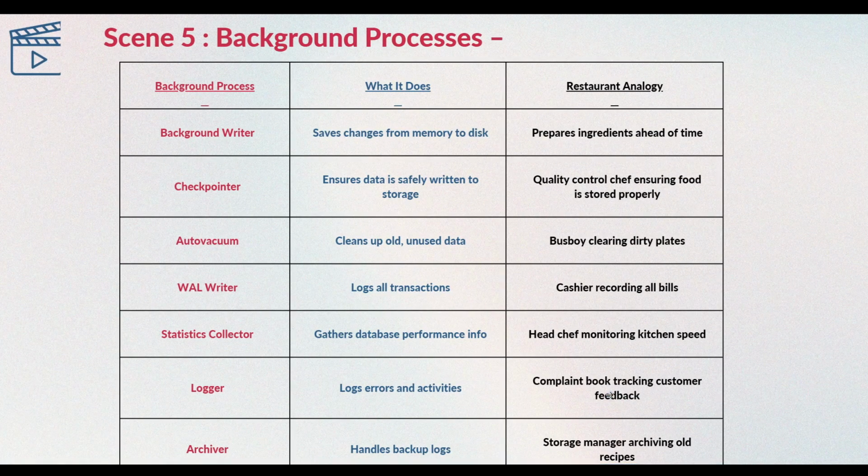Now let's go inside the kitchen and meet the Postgres background processes. The background writer saves changes from memory to disk. Checkpointer ensures data is safely written to storage. Autovacuum cleans up old unused data. WAL writer logs all transactions. Statistics collector gathers database performance information. Logger logs errors and activities. And archiver handles backup logs. These background processes keep everything running smoothly while the restaurant serves the customers.